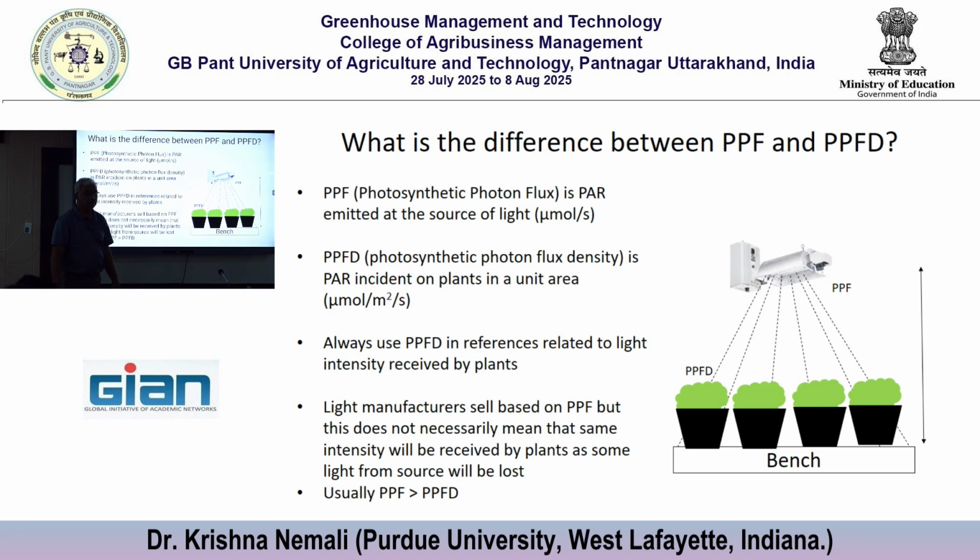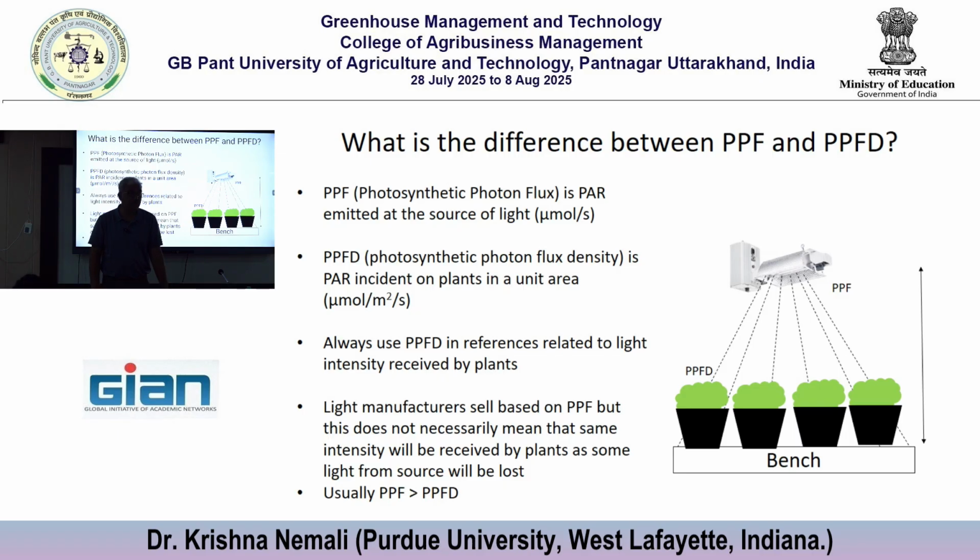Okay. Now, can anybody tell me the units of light intensity? It is micromoles per meter square per second, right? There is per meter square in that unit. When you have per meter square, that is called photosynthetic photon flux density, PPFD. Now, when you are buying light from a company, the company won't give you PPFD values. They will give you PPF values.